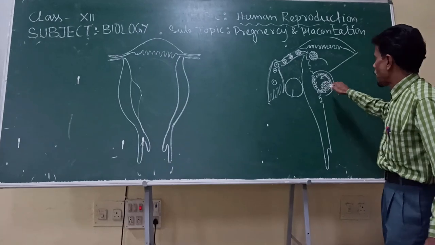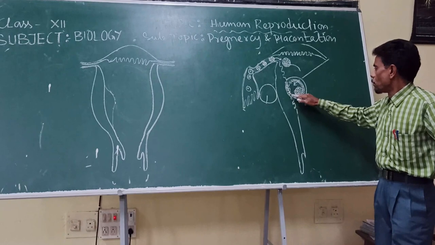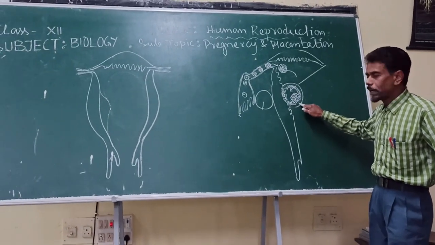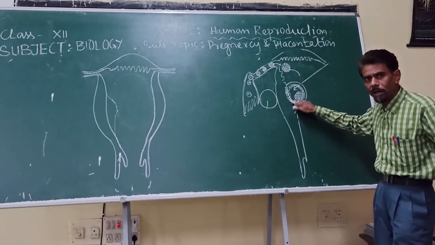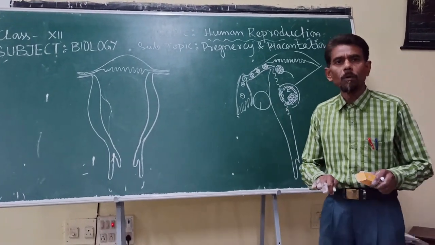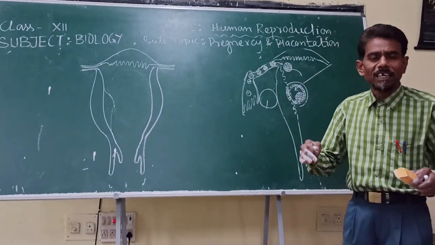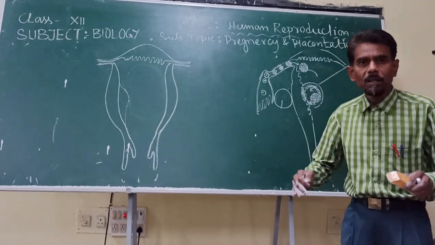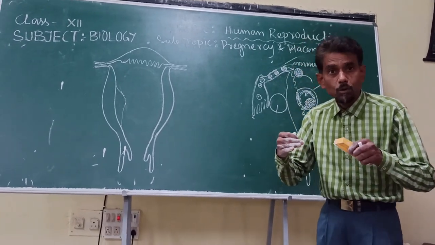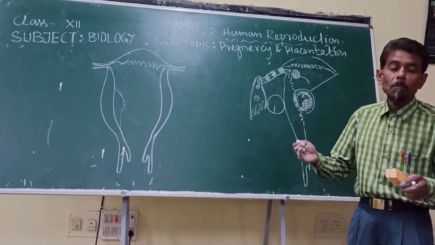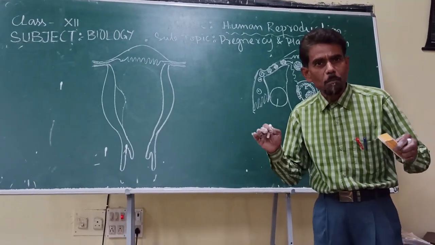As we have discussed in our previous session, the moment the blastocyst gets attached to the uterine endometrial wall, the process of implantation is complete. Once implantation is completed, the mother within whose uterus the implantation took place is called a pregnant mother.